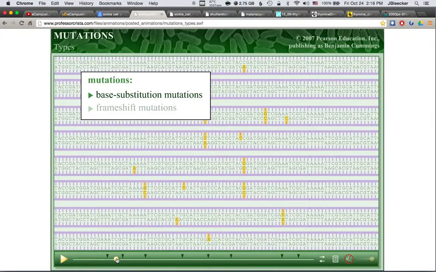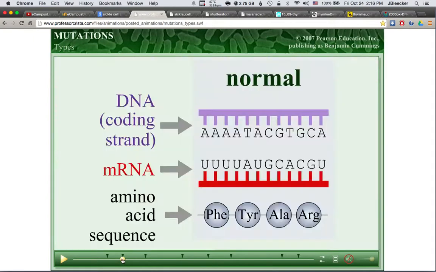Okay. So the two types we'll be looking at are substitution mutations of just one of the genetic bases, and then we'll look at taking out bases or adding them. It's the second one that makes a really big change. Okay, so normally, if we were looking at a DNA coding strand, if this is what we expected to see, this should be the mRNA.